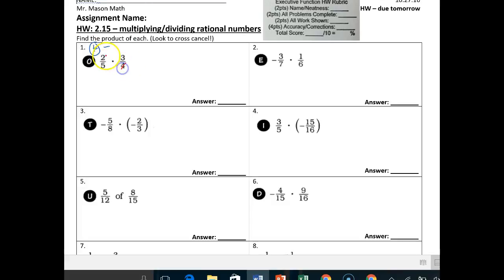2 and 4, I can divide them both by 2. This becomes a 1, this becomes a 2, because 4 divided by 2 is 2. So 1 times 3 is 3, 5 times 2 is 10. You got 3 over 10.